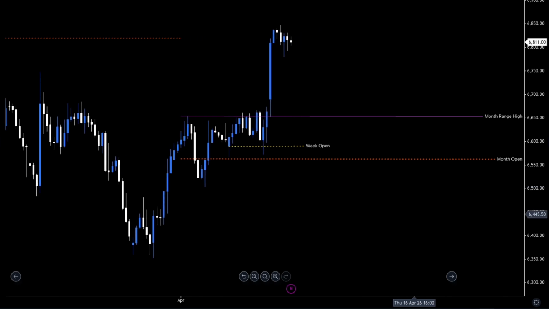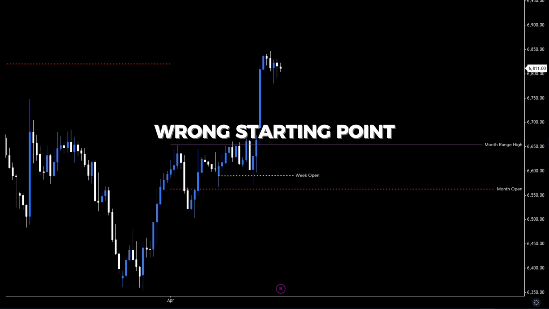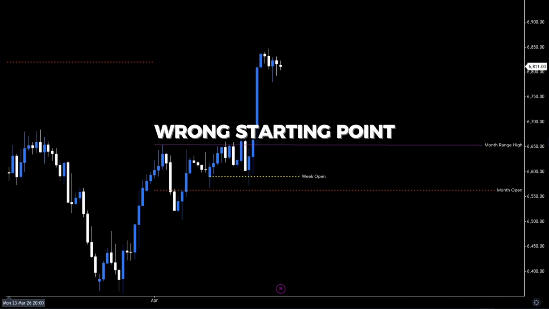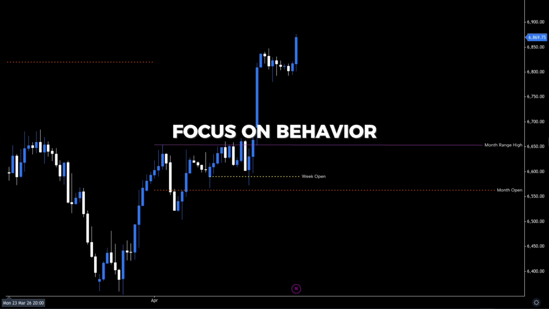Most traders struggle because they start with entries. They're looking for setups, signals, confirmations. But they don't even understand where price is. And if you don't have context, nothing you do will be consistent. If you want to simplify your trading, stop focusing on entries. Start paying attention to behavior. That shift alone changes everything.